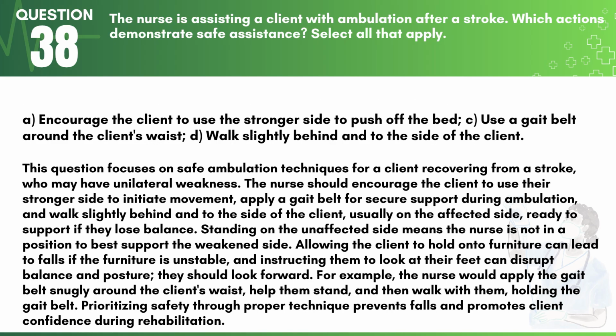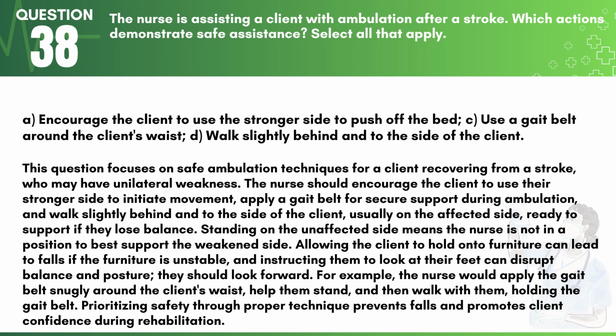Answer. Encourage the client to use the stronger side to push off the bed, use a gait belt around the client's waist, walk slightly behind and to the side of the client. This question focuses on safe ambulation techniques for a client recovering from a stroke, who may have unilateral weakness. The nurse should encourage the client to use their stronger side to initiate movement, apply a gait belt for secure support during ambulation, and walk slightly behind and to the side of the client, usually on the affected side, ready to support if they lose balance.